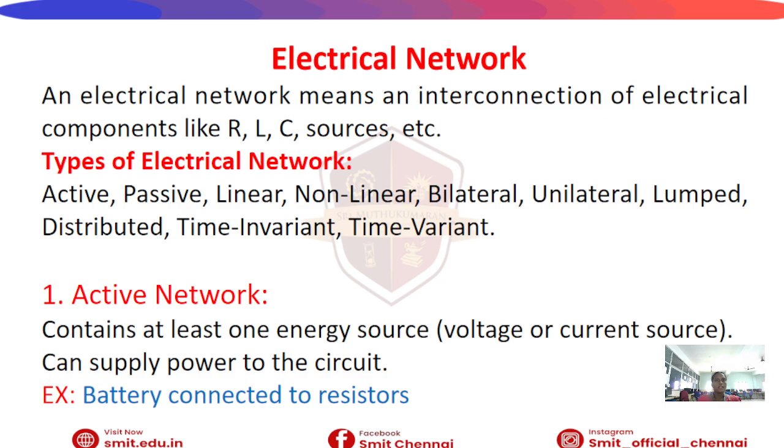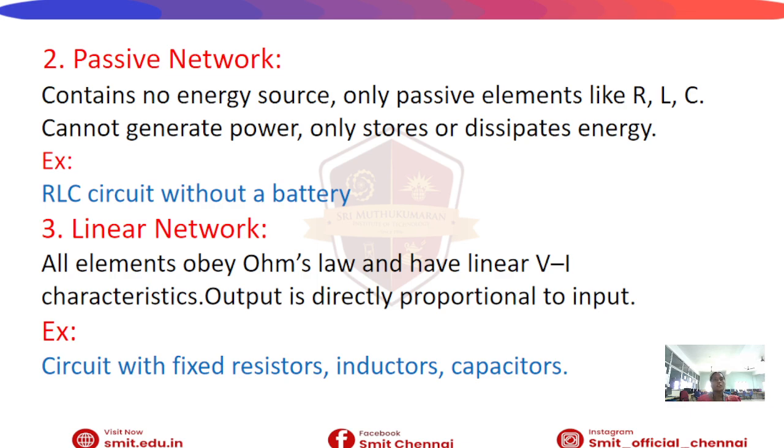First one, active network. An active network contains at least one energy source, such as a battery. It can supply power to the circuit. Example of active network is a battery connected to a resistor. Next, passive network. A passive network has no energy source. It only stores or dissipates energy. The example of a passive network is an RLC circuit without a battery.